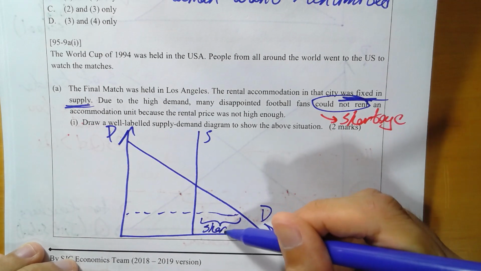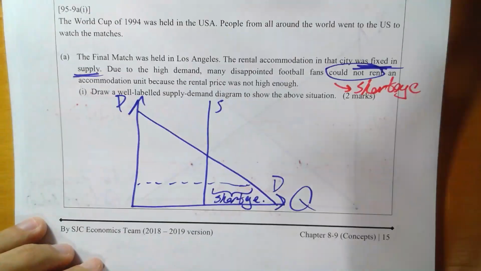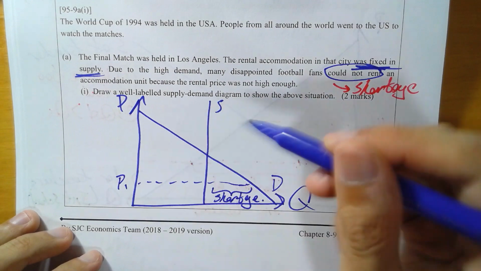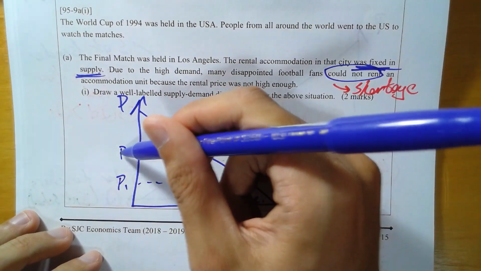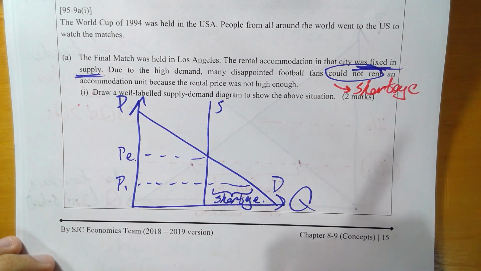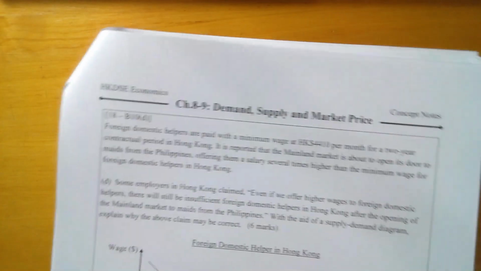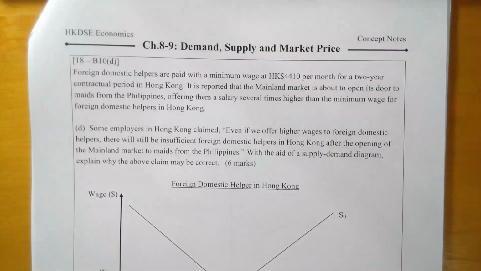This is our shortage. 係嘛？呢個就係我哋嘅 shortage 啦。好嘛？嗱，then why is there a shortage? Because the price is way too low. Okay, 得唔得？So this is the way we do this question. Only 2 marks. So let's not waste time. Yeah, one more question and we are done with this chapter.